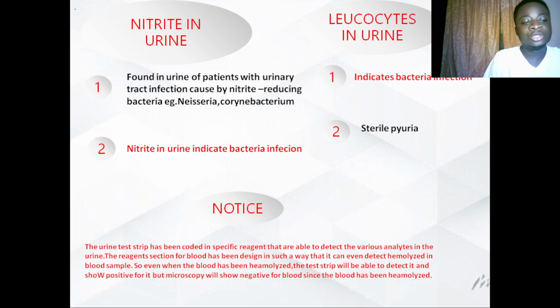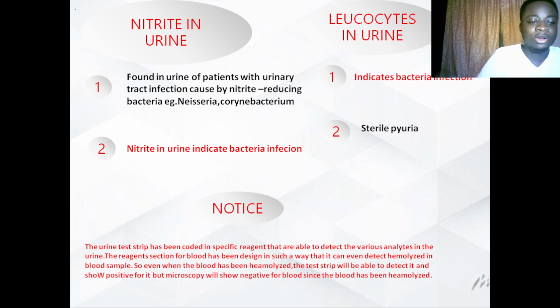So what am I trying to say? The reagent section for blood, for red blood cells, on the test strip has been designed in such a way that it can even detect hemolyzed blood samples. So if the blood has been hemolyzed, you will still see that the reagent section for blood is reacting, because it has been designed to react. Even when the blood has been hemolyzed, the test strip will be able to detect it and show positive.